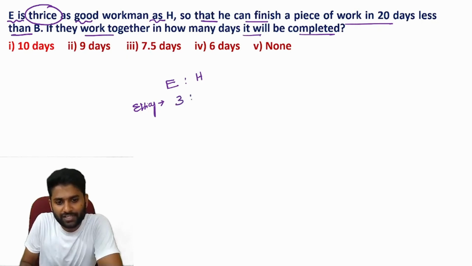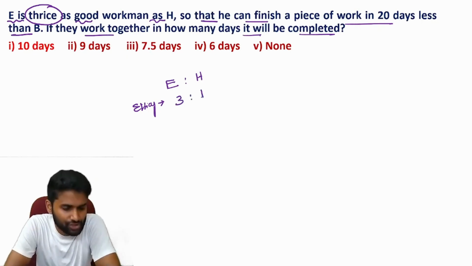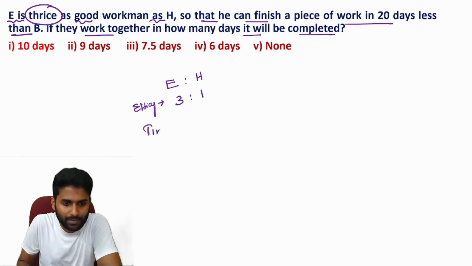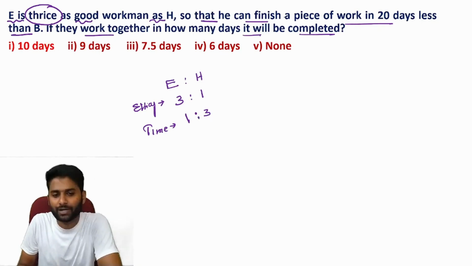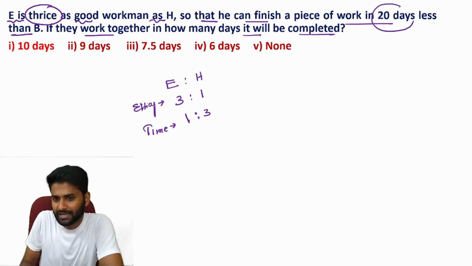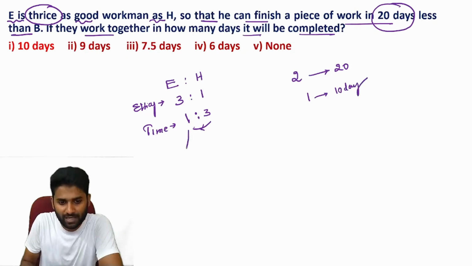Now, efficiency of E and H is 3 is to 1. Now, what is the time ratio? You know that it is inversely proportional, 1 is to 3. Why? Because E's efficiency is more, so E takes less time when compared to H. And that is the information they gave: E takes 20 days less than B. Now if you compare this data, 1 is less than 3 by 2 units. If 2 units is equal to 20 days, then each unit is equal to 10 days. Here E takes exactly 10 days, H takes exactly 30 days.